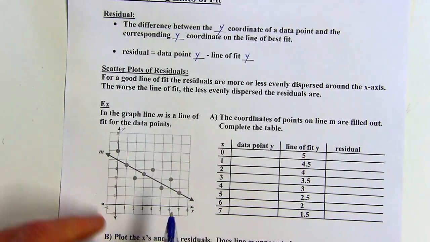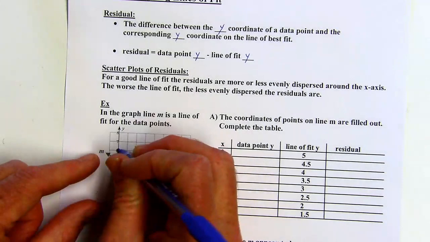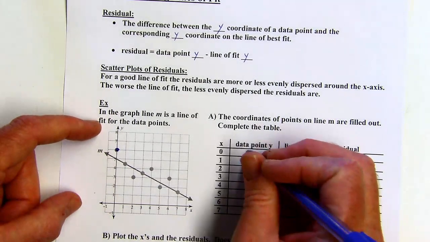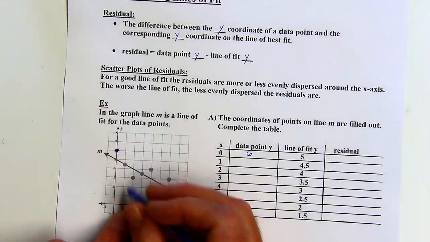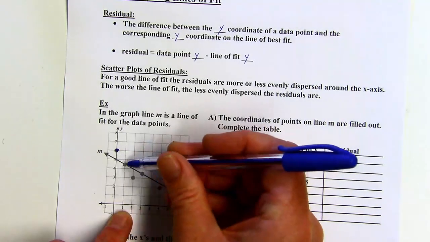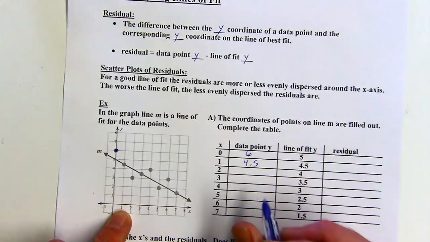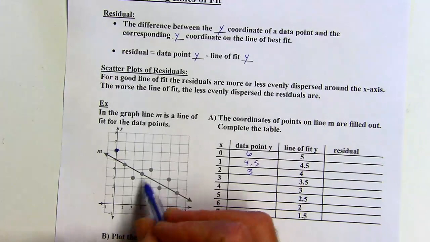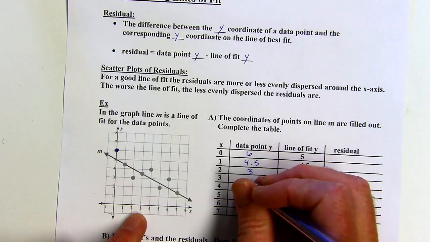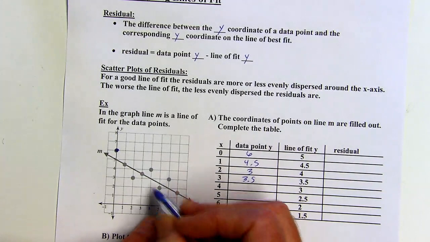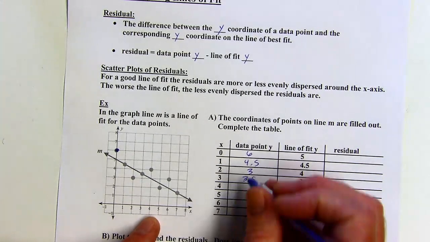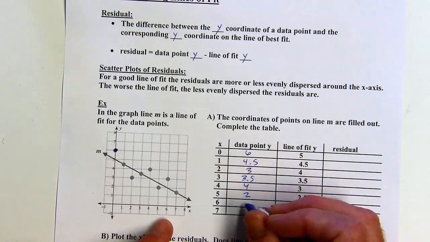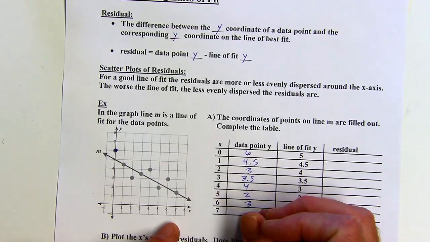But then I want to fill out the data point y's. The data point y's, if I look at this, this point up here is the point 0, 6. So when x is 0, the data point y is 6. When x is 1, then I've got 4.5, it appears to be, for the data point. So I'm going through these. This would be the point 2, 3. Okay, my next data point is 3, 3.5. And then I've got 4, 4, right? X and Y. And then I've got 5, 2, 6, 3, and finally 7, 1.5.